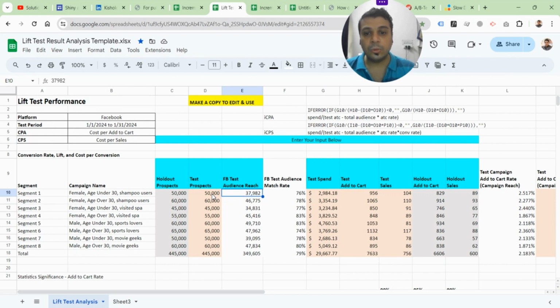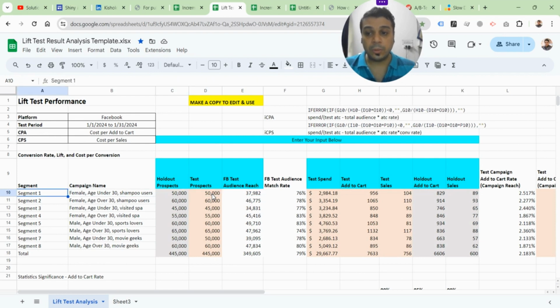The audience reach is the actual number of people that this particular campaign has been able to reach. The test audience has reached 37,982 in this case, and all the other numbers are there in the respective cases. But we're going to be discussing segment one so that it's easier to follow. The same principle and logic is followed for the other segments as well.